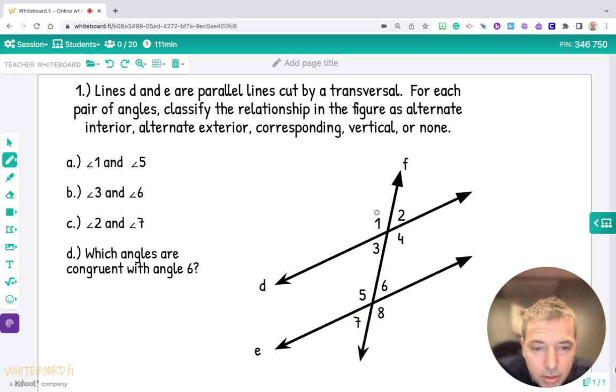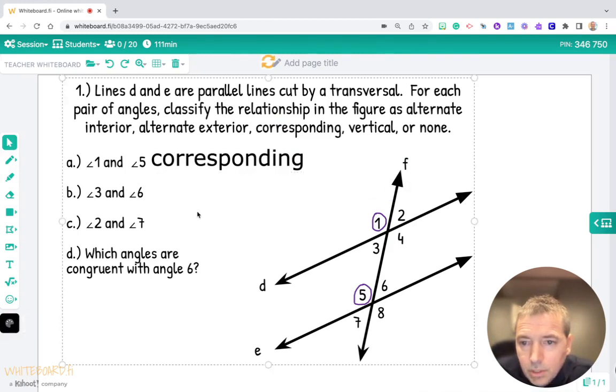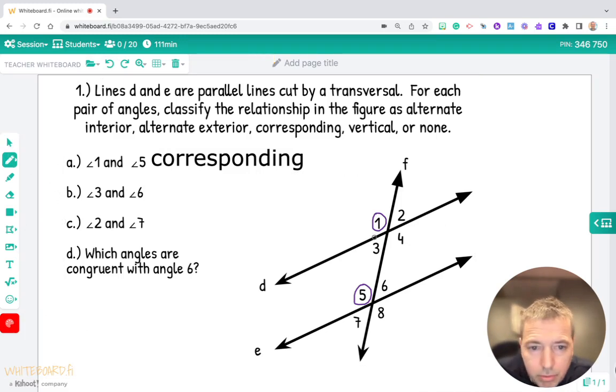Angles 1 and 5. So 1 and 5, top left corner, those are going to be corresponding angles. All right, next one says angle 3 and 6. So let's change the color. Angle 3 and 6. They're on the inside and they're on alternate sides of that line. Those are going to be alternate interior, right?